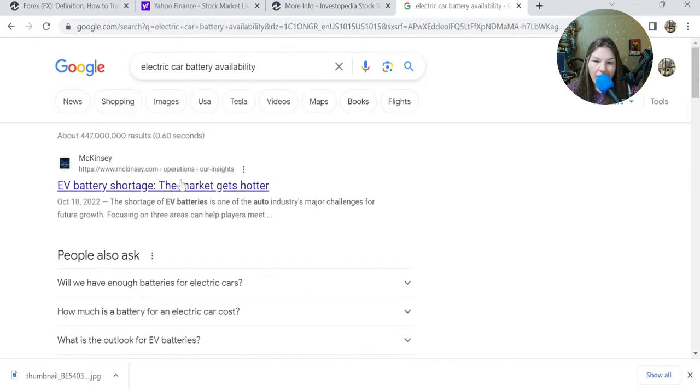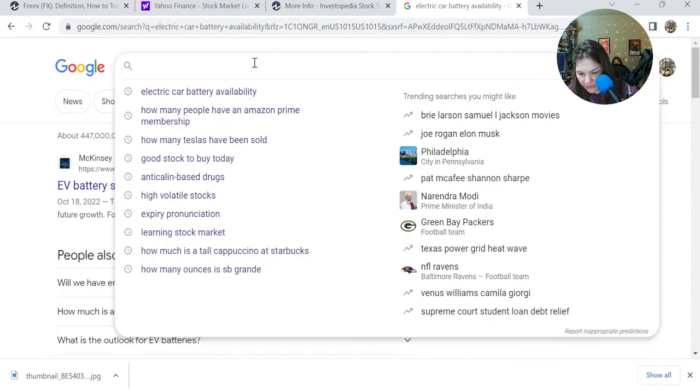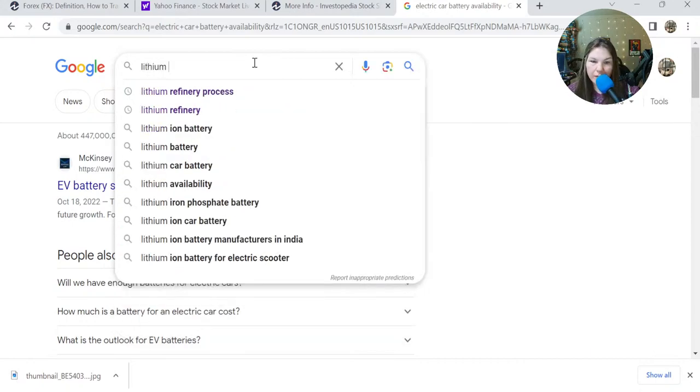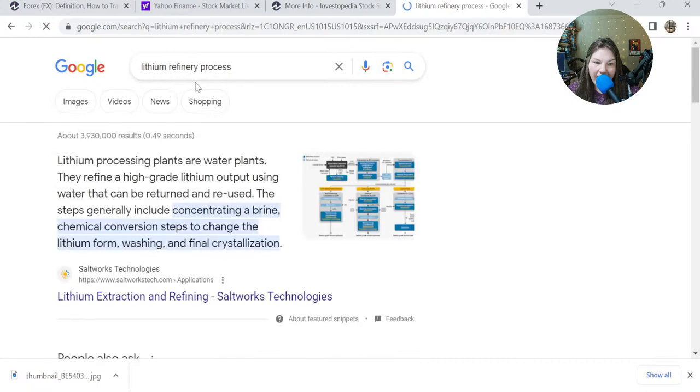So, I've been saying this since the beginning. Guys, this was written in October of 2022. There is a shortage of EV batteries. That's electric car batteries, electric vehicle batteries. There's a shortage, guys, because people don't want to talk about it. But what are batteries made out of? They're made out of lithium. The lithium car batteries take a lot of water, guys. And guess what we're running out of?